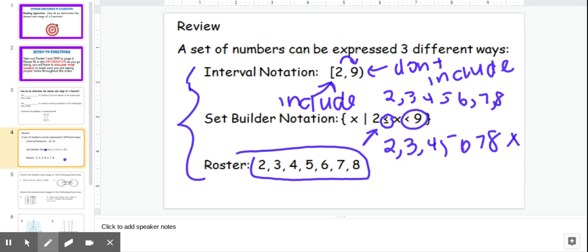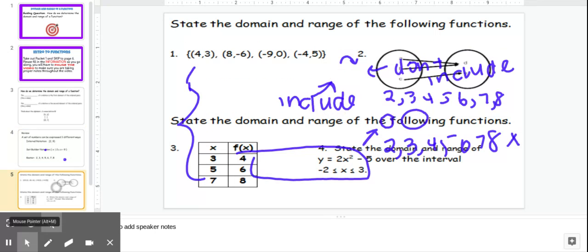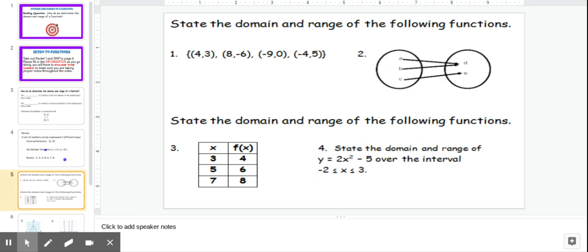So we're going to have to use a couple of these different notations when we're going through finding the domain and range. I just wanted to review that for a little bit. I think it will become a little bit more evident as we go on. Okay, so we're going to look at the bottom of the page here, and we want to state the domain and range of the functions that are listed.